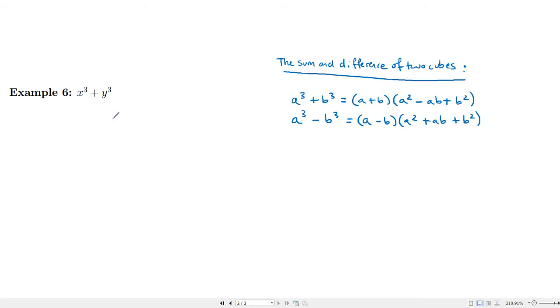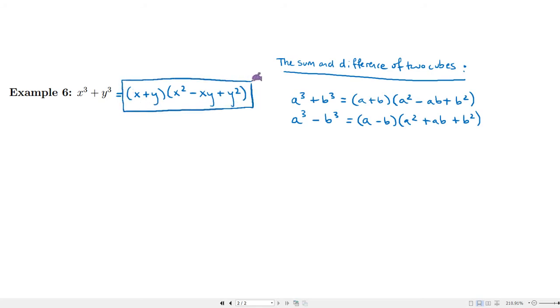In this example here, we have a sum of two cubes. So this would factor as x plus y, times x squared minus xy plus y squared. Now, if you wanted to, you could expand this using the distributive property and check that, and I encourage you to do that. That would be good practice for the previous section. But right here, we have these formulas that we can use, and so we're just going to use those.